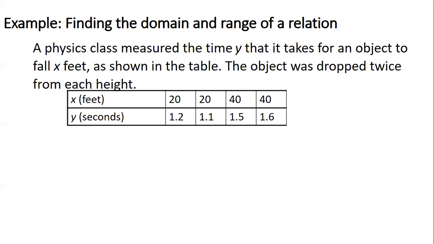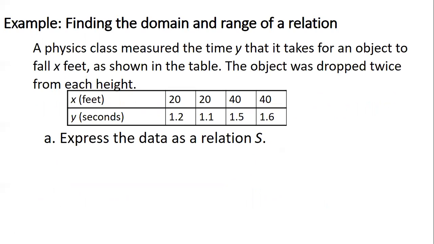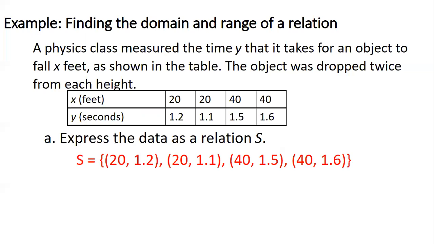So a physics class measures the time y that it takes for an object to fall x feet, as shown in the table. The object was dropped twice from each height, and the data was recorded. So we want to express this data as a relation S. If we want to express it as a relation, we have a couple options, right? We can do it graphically, but ordered pairs is the most common way.